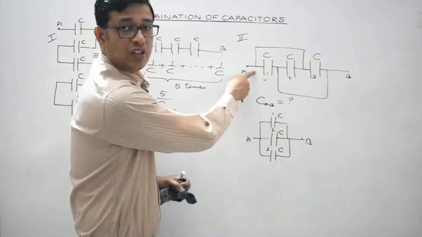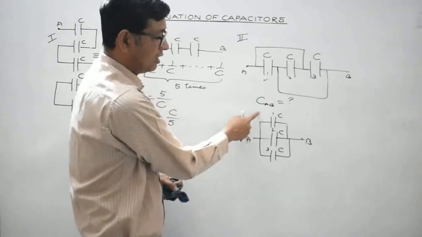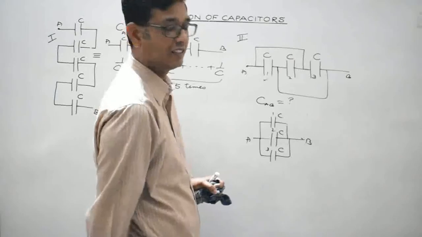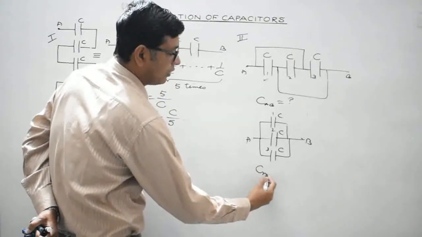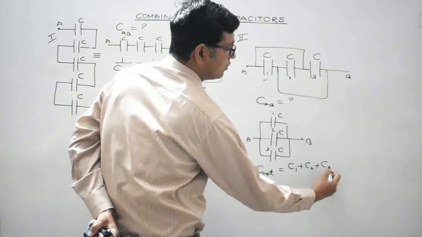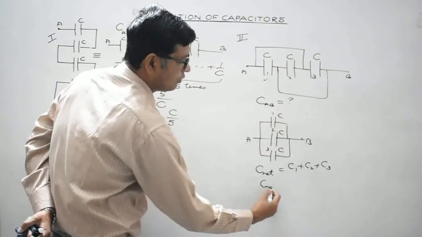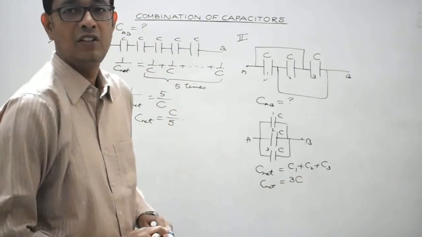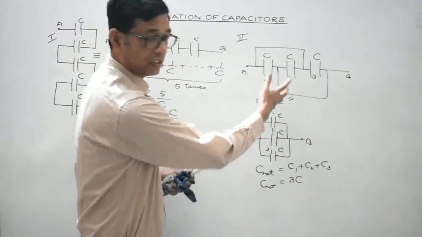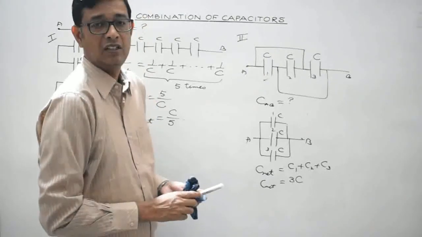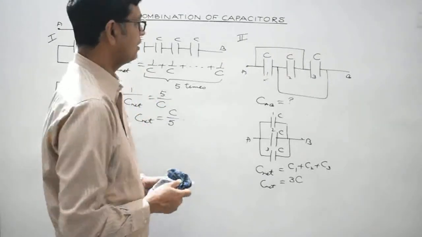So it is actually equivalent to 3 capacitors connected in parallel, isn't it? So in parallel grouping we are aware the formula is C1 plus C2 plus C3. Each being equal to C, we get 3C. So that's the way of proceeding with such numericals. These are some very basic questions, right?